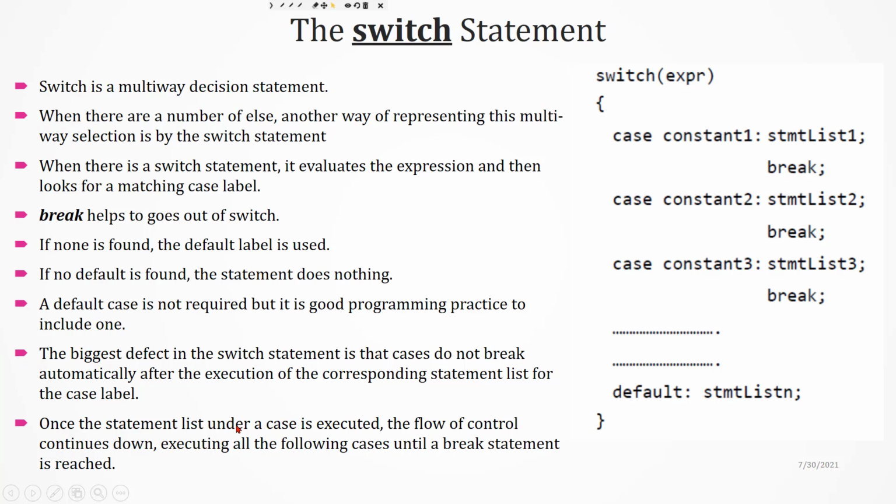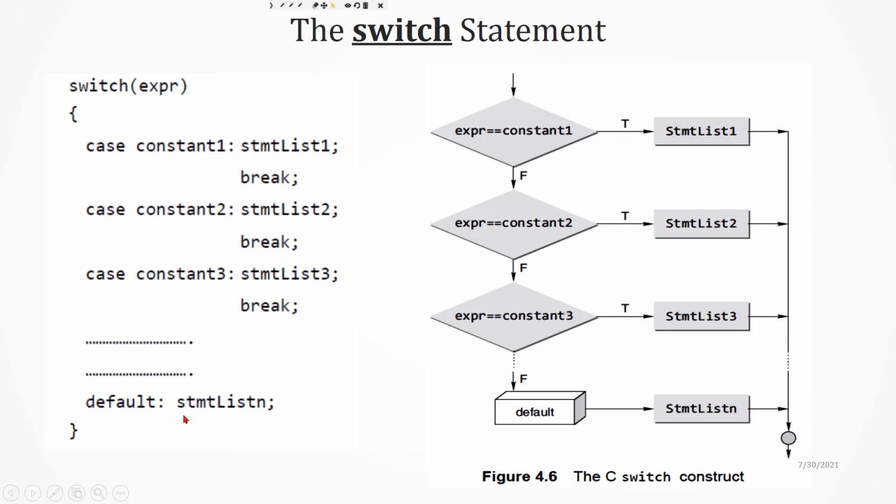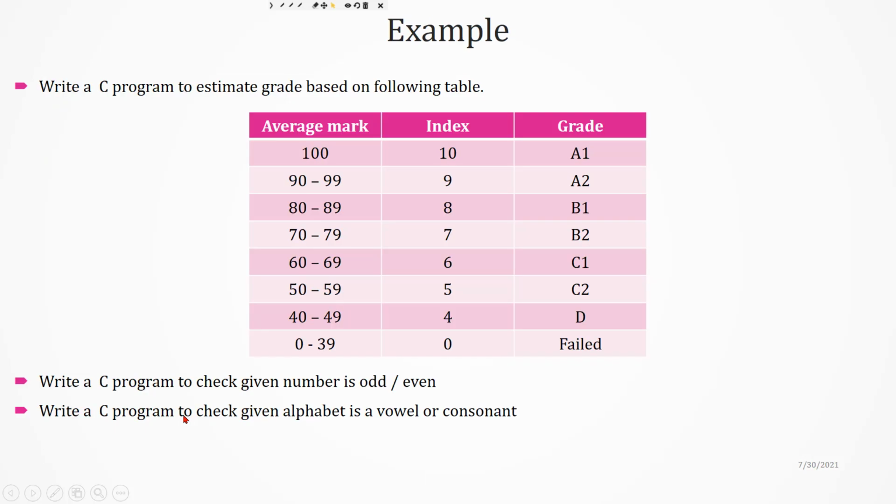So once the statement list under a case is executed, the flow of control continues down. Execute all the following cases until a break statement is reached. Any doubt? Is it clear? Yes, sir. Okay. It will be more clear when we study the example. Any other doubts? Please respond. Okay, let me move to the example. When we do these 3 examples, I think all the concepts will be clear.